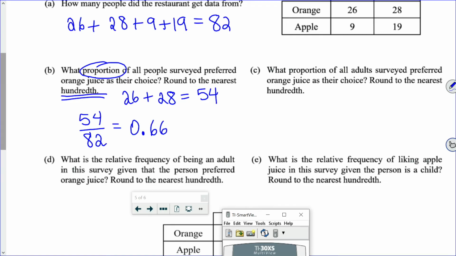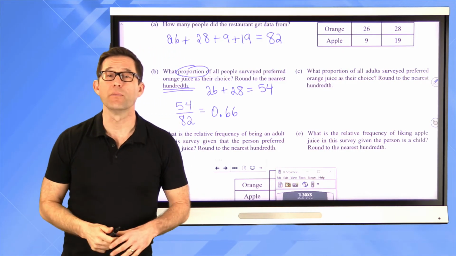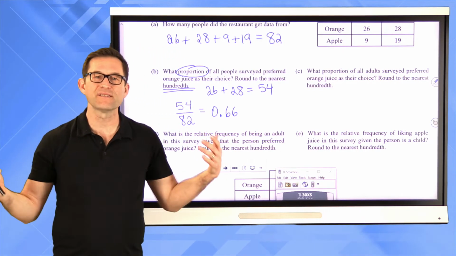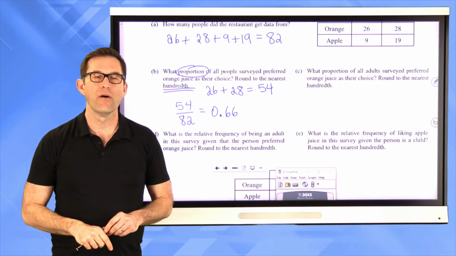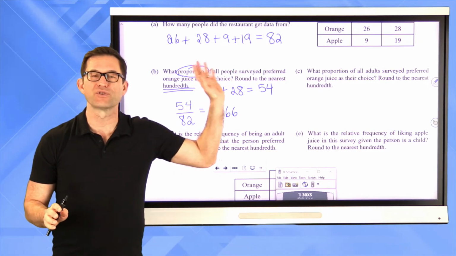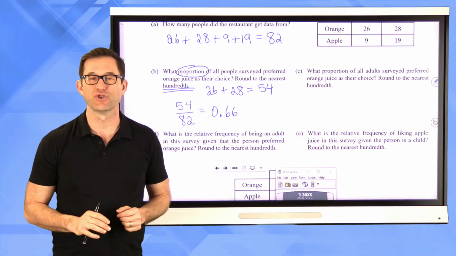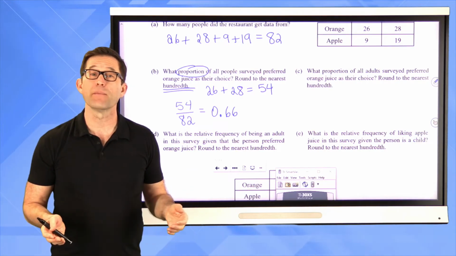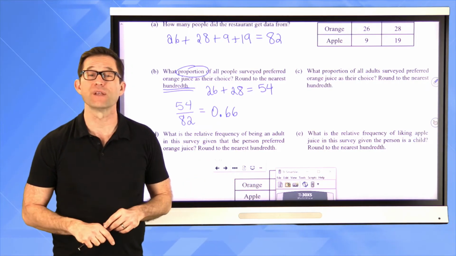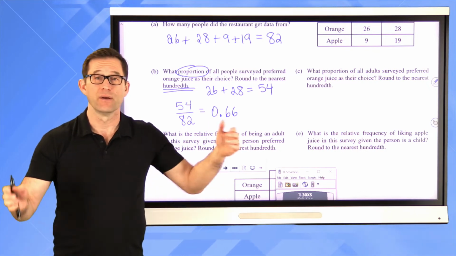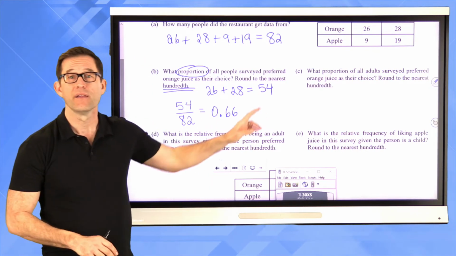Now, don't get me wrong, I always encourage people to then look at this and say, oh, that means 66% of all the people that they observed or surveyed chose orange juice. Of course, you can also say that that means 34% must have chosen apple juice, because those were your only two choices here. Let's take a look at letter C.